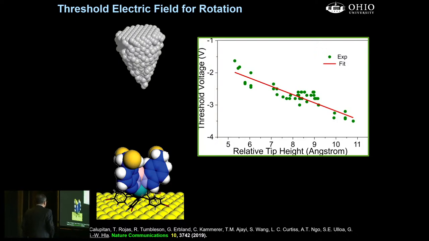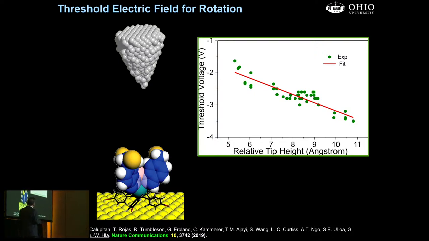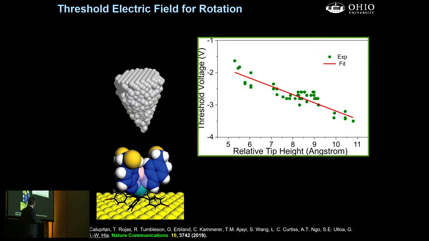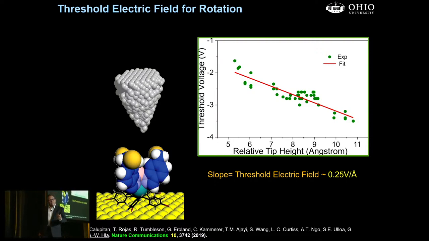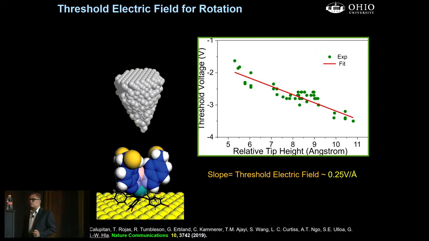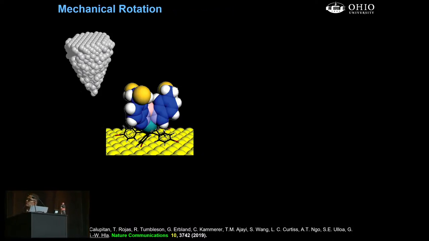The next step that we want to measure is the energy of this molecular motor. How much energy is required to rotate? So what we did, we measured the threshold electric field, and then we changed the tip height and kept measuring it. The plot here shows relative tip height as a function of the threshold voltage. The slope tells us that it is basically 0.25 volt per angstrom. From that, we can estimate the electrical energy stored in the molecular motor, which is about 0.66 electron volt.